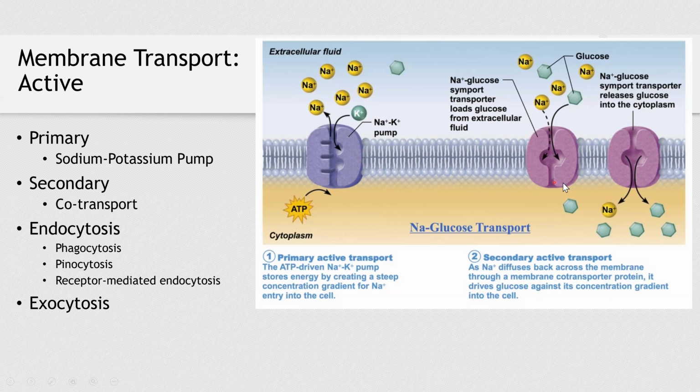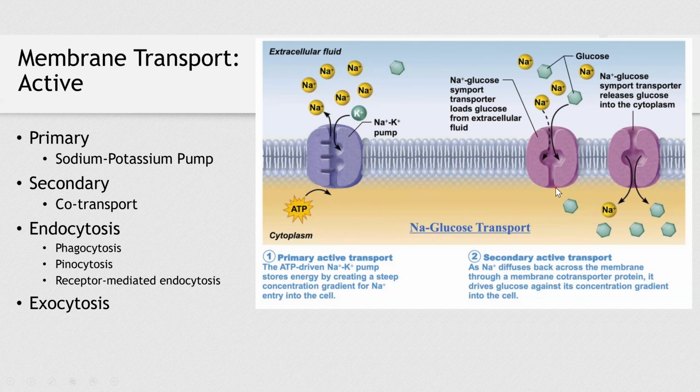So secondary transport is co-transport. It doesn't directly use ATP, but it depends on the primary transport. If primary transport stops working, that secondary transport stops working as well. Both of them move at least something against the concentration gradient. Here, sodium and potassium both are moved against the concentration gradient. In this co-transport, sodium moves down its concentration gradient, but glucose moves against its concentration gradient. So that's active transport.